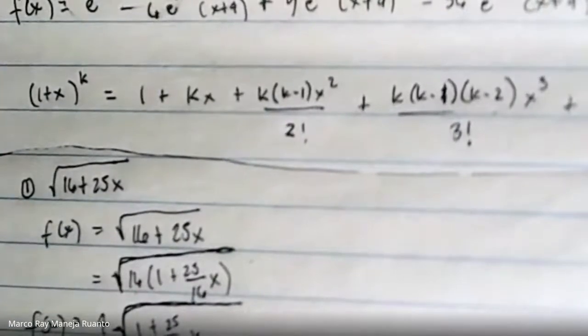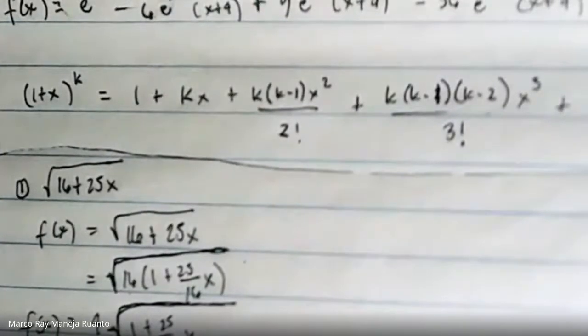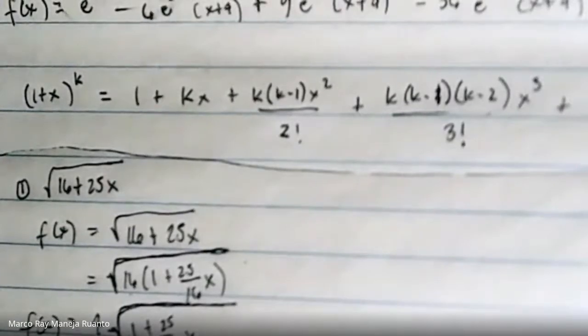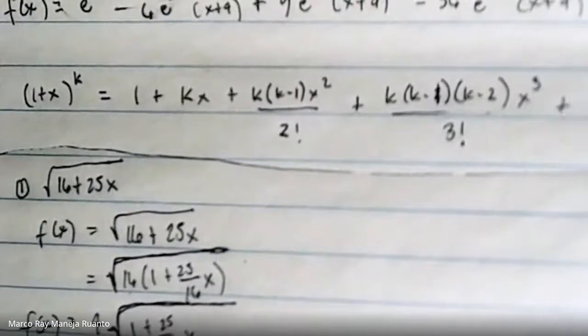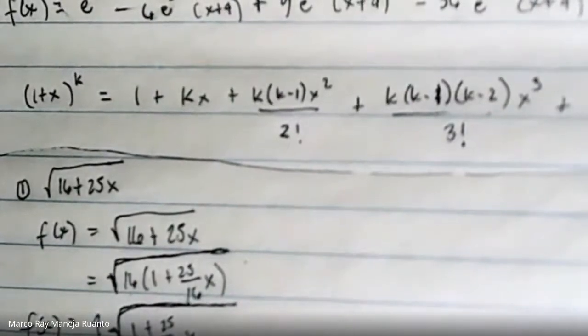So I guess that's it, no? That's it for the power series, binomial series, and Taylor series, Taylor and Maclaurin series. Okay, any question about these two?